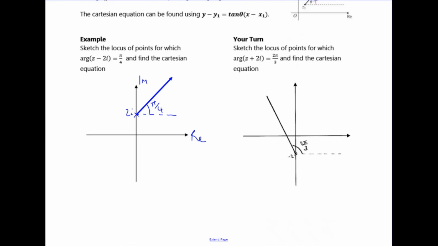So this one does need rewriting. It needs rewriting as arg(z - (-2i)) = 2π/3. So we're starting at -2i on the y-axis. 2π/3 is an obtuse angle. So pi/3 is 60, so 2π/3 is 120. So it goes something like that up there. And it's a half line, doesn't go through the -2i.